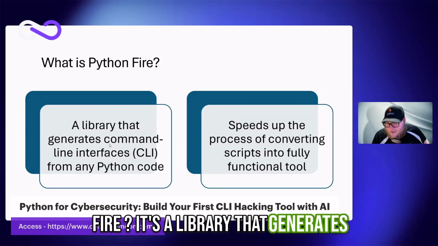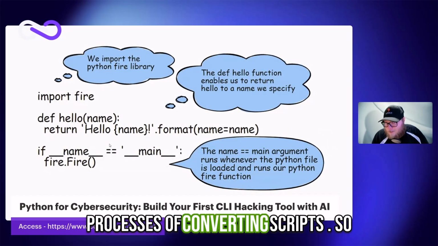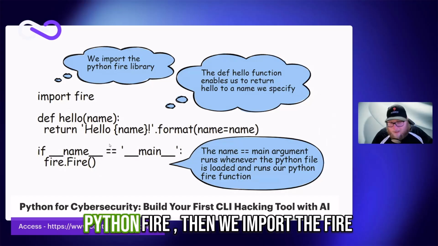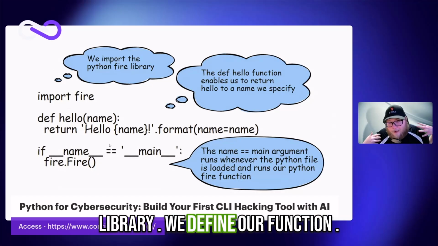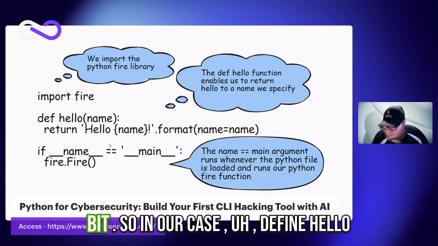It's a library that generates command line interfaces from any Python code. It speeds up the process of converting scripts. To do it, it's very simple. Pip install Python Fire. Then we import the Fire library. We define our function. This is why it was important to cover functions even a little bit. So in our case, define hello name.